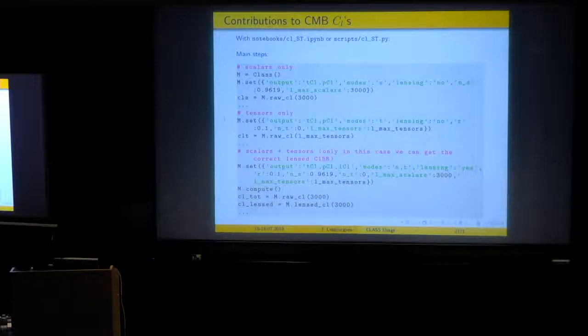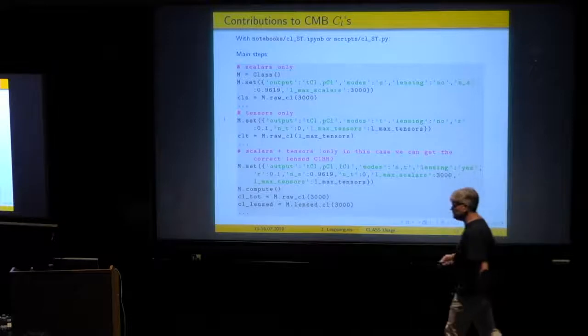And finally, I run with both modes at the same time. In this case, I put a list ST, so I will get both scalars and tensors. I still need to pass a value of R, a value of NS, a value of NT. I get the raw CLs, and I get also the lensed CLs. It didn't make much sense to lens the other ones, because what is lensed is always a total contribution. So plotting the lensed scalar-only contribution would not have made much sense in the previous plot. Okay, once you go through all these steps, you have all the information to get the curve that was on the previous slide.